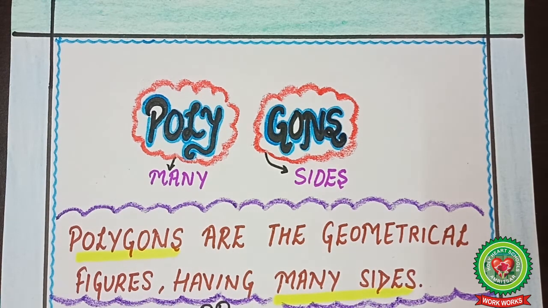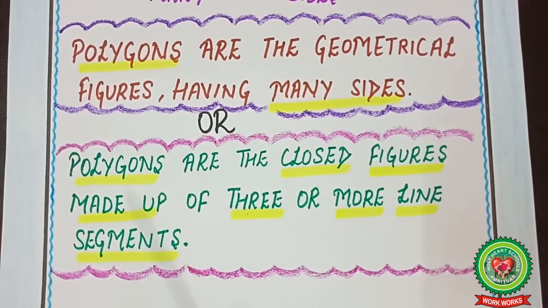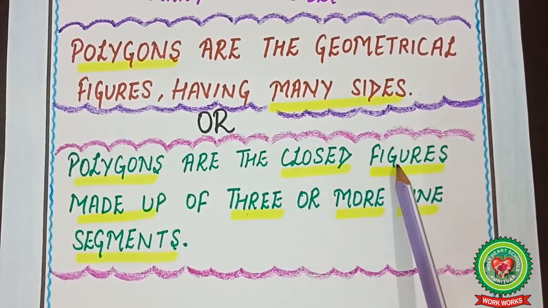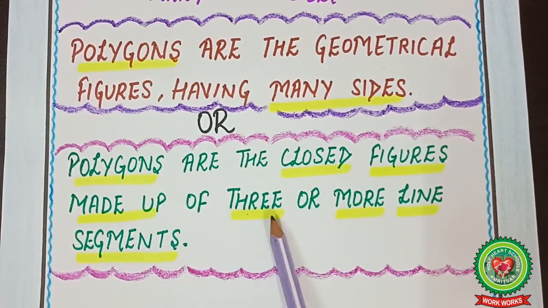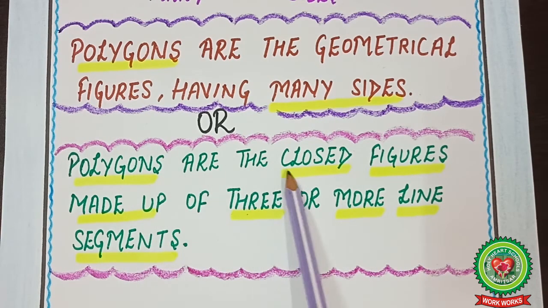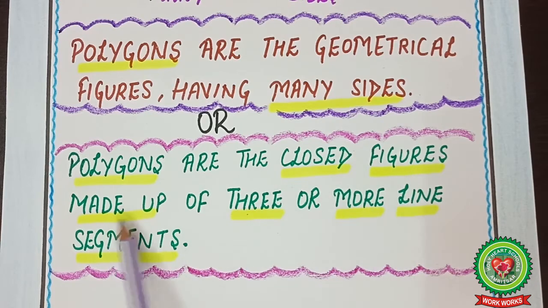Or we can say that polygons are the closed figures made up of 3 or more line segments. So I'm repeating it. Polygons are the closed figures made up of 3 or more line segments. Right?